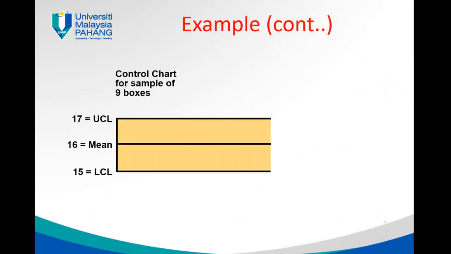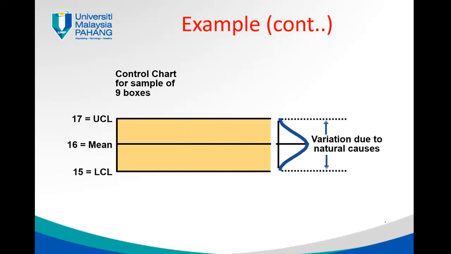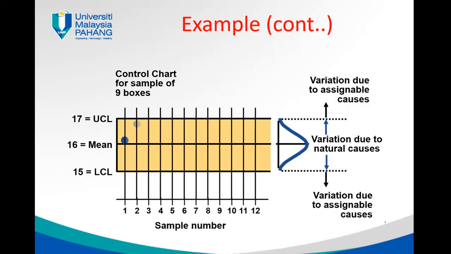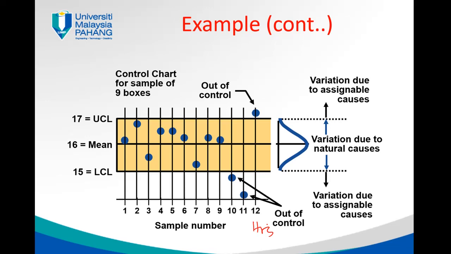Now we want to plot the chart. We have the number of samples, or number of observations: 12 observations because we have 12 hours here. Sometimes it's called the sample number. From the calculation we know that the lower control limit is 15, the upper control limit is 17, and the mean is 16.